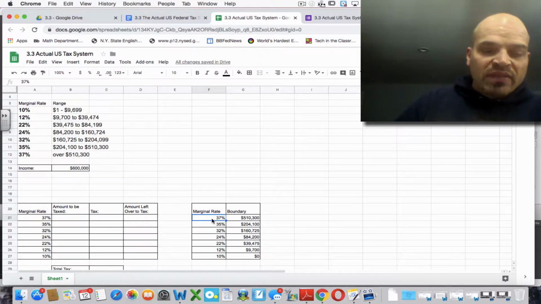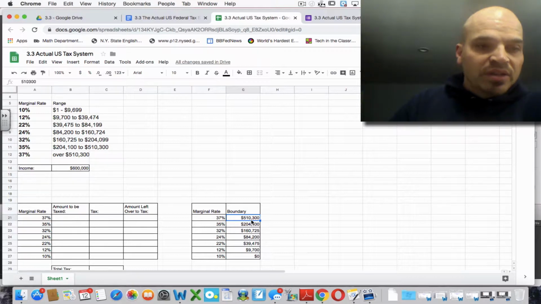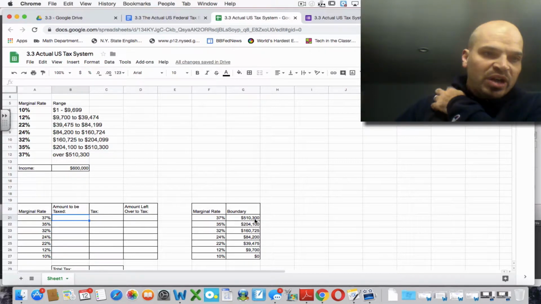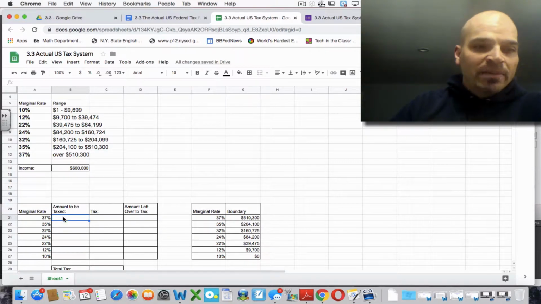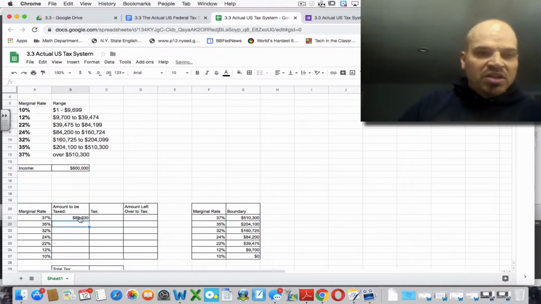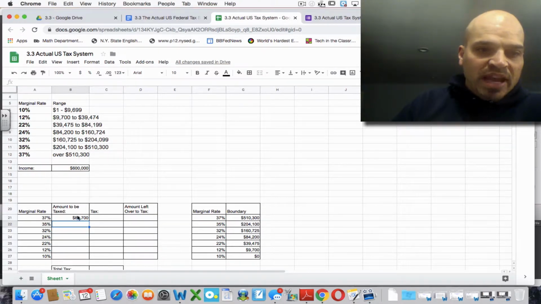So for the 37% marginal rate, anything above $510,300 needs to be taxed at 37%. Okay, so amount to be taxed. Well, I made $600,000, but I'm only going to tax anything above the $510,300 mark at that rate. So what we can do is subtract. We can say, this is how much I made minus the amount of the boundary. Okay, this person's going to have $89,700 taxed at 37%.